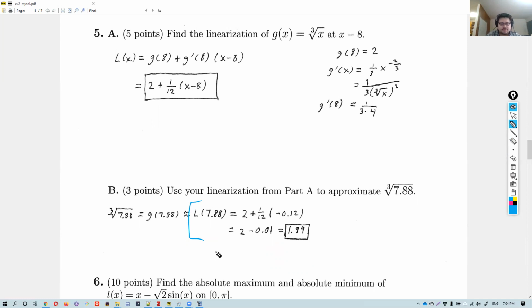The actual calculation is that we plug into the function L that we found in the previous part the number 7.88, and then we calculate it out. You need to subtract 7.88 from 8 carefully. When you do that, you get negative 0.12. Then you divide, so you get 0.01, and then you subtract, so you get 1.99.